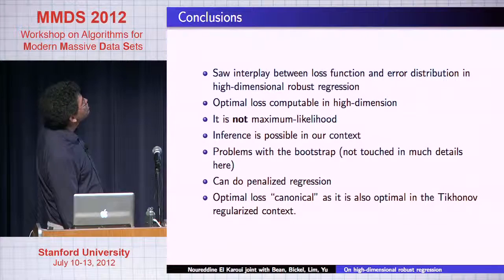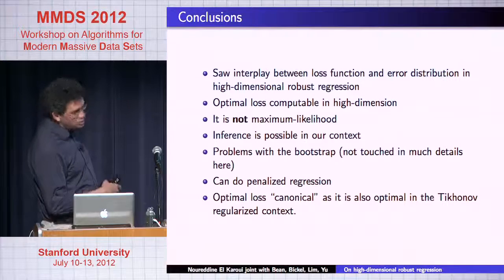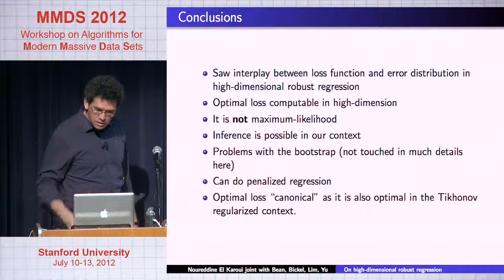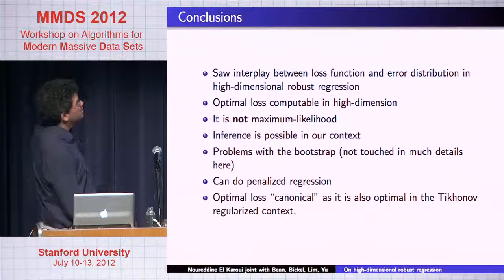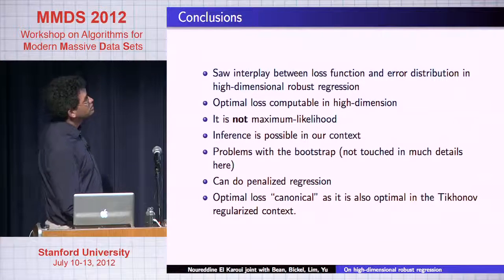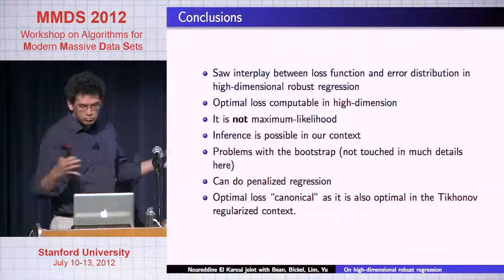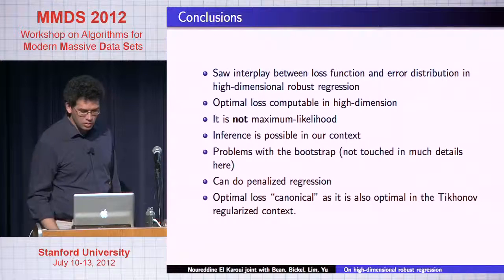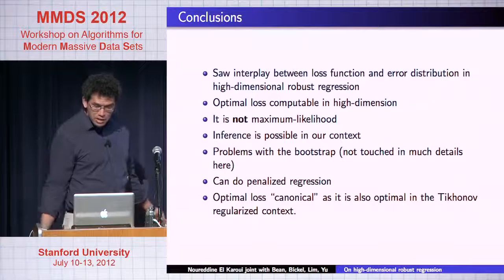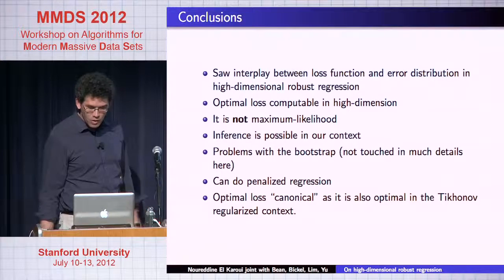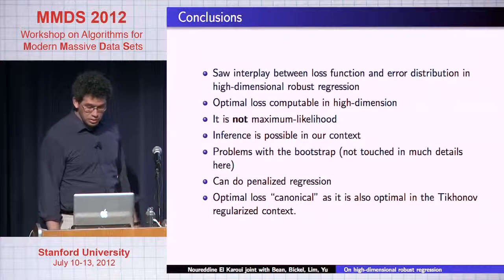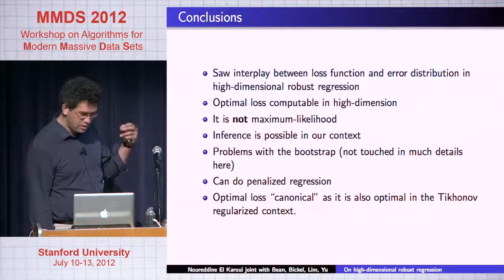Okay, so in conclusion, what we saw here is the interplay between loss function and error distribution in high-dimensional robust regression. It wasn't obvious, at least at the beginning of the project, that we could get that. This optimal loss function is computable in high dimension. It has a pretty closed form representation, a simple formula, which we can implement. And the key thing is that it's not maximum likelihood, okay? So when P over N is not close to 0, the optimal thing to do is not maximum likelihood, at least in this design context.